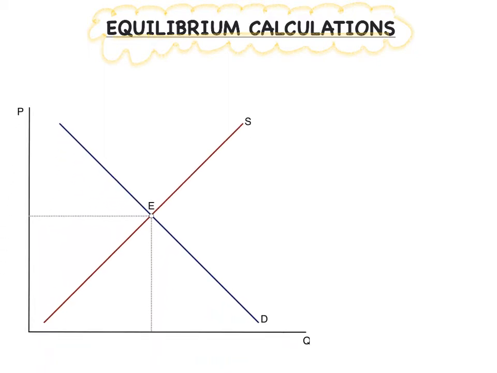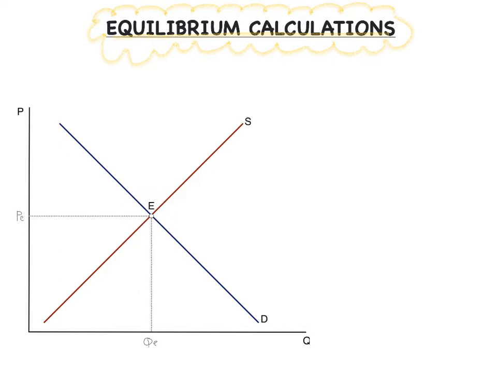Good morning, everybody. Today we will be dealing with equilibrium calculations for demand and supply. Before we start, let's quickly recap our demand and supply curve. On our y-axis, we will have price, and on our x-axis, we will have quantity. Our upward sloping curve is our supply curve, and the downward sloping curve, our demand curve.